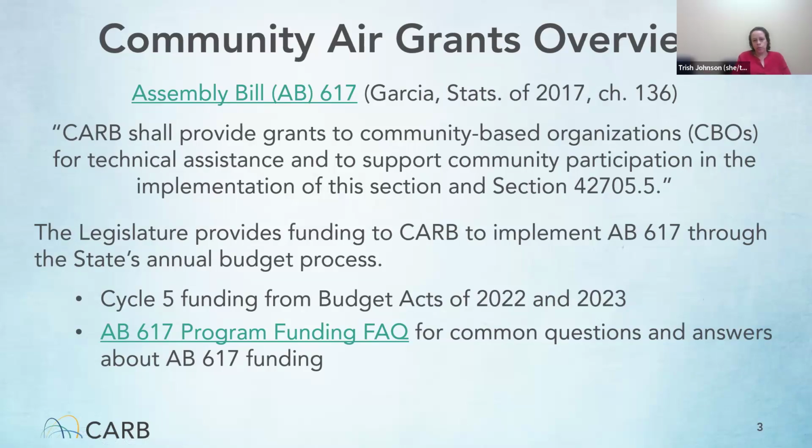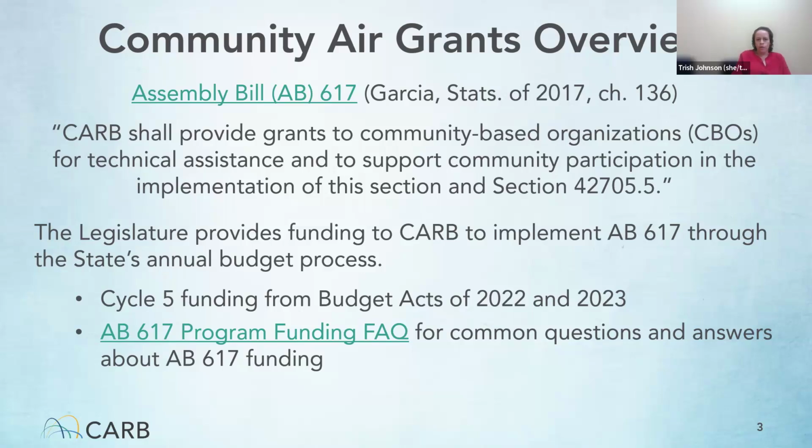Before we jump into the request for applications, we'll have a brief introduction about community air grants. Community air grants were written into Assembly Bill 617, and the specific language is shown on this slide. It states that CARB shall provide grants to community-based organizations for technical assistance and to support community participation in the Community Air Protection Program. The legislature provides funding to CARB to implement AB 617 through the state's annual budget process.